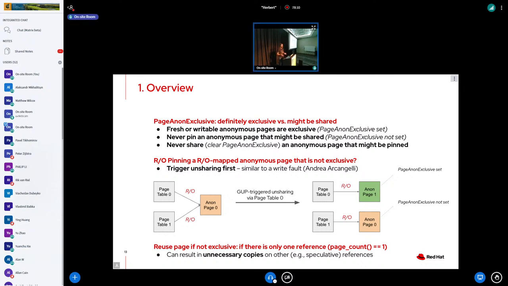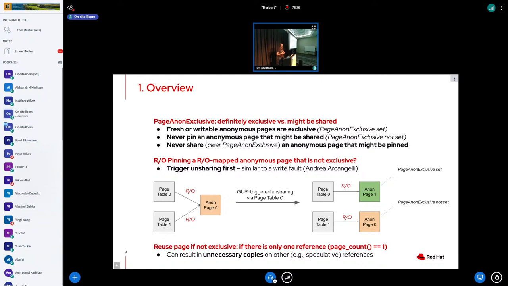So in our example, we would have a shared anonymous page mapped by two page tables. We want to take a read-only pin on this page, for example, via page table 0. In that case, we have to trigger unsharing. Unsharing would create a private copy, just as we would do for a write fault. And we would map that page read-only because we're not intending to write to it. At that point, we can again pin that page, and everybody's happy.